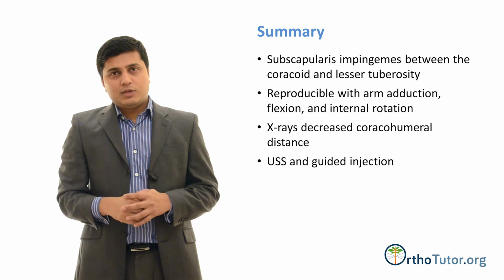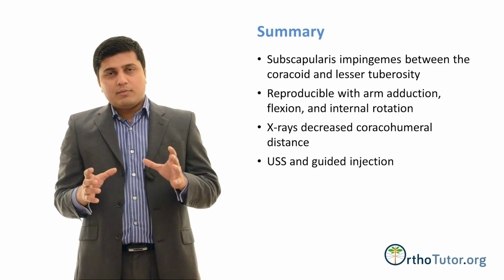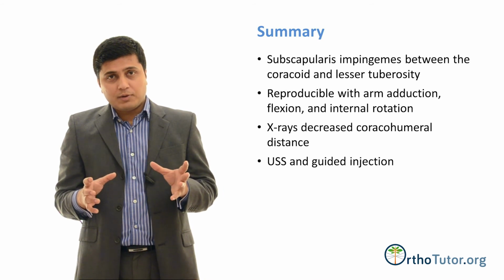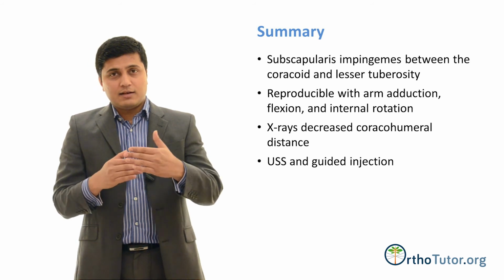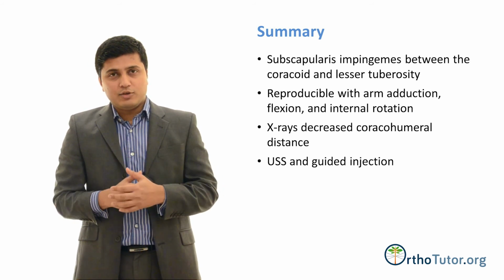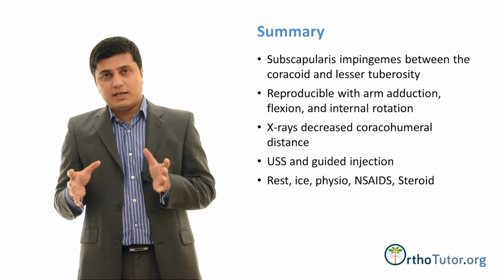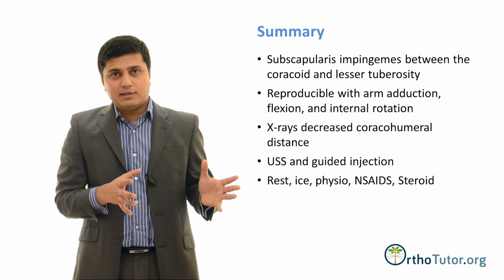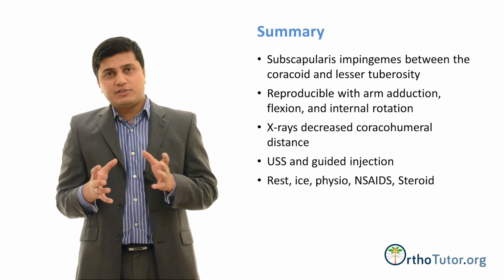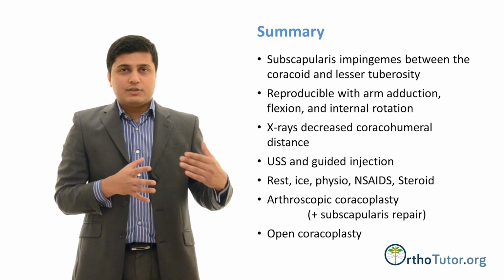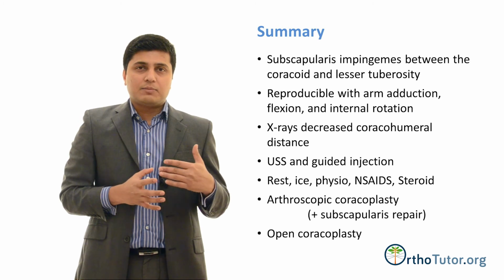X-rays are useful in identifying the profile of the coracoid. Ultrasound is useful for diagnosing subscapularis tear. MRI scan is useful, mainly the axial images can identify the space between the coracoid and the humeral head. Treatment, of course, is non-operative and operative. Non-operative will have rest, activity modification, anti-inflammatories, steroids and physiotherapy. Surgery, either open or arthroscopic coracoplasty plus or minus subscapularis repair.